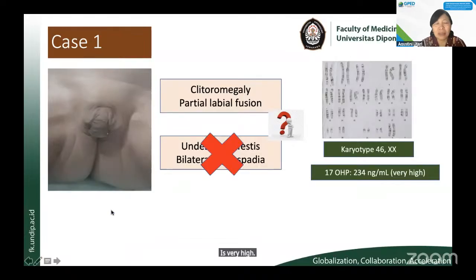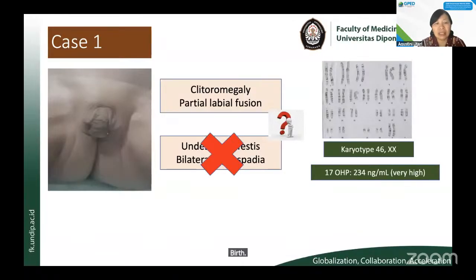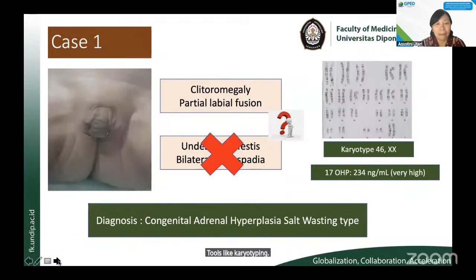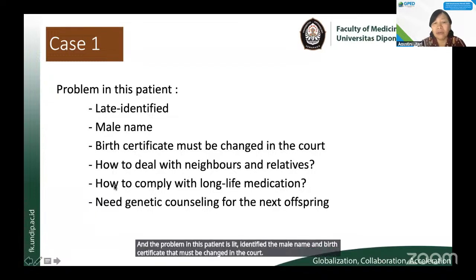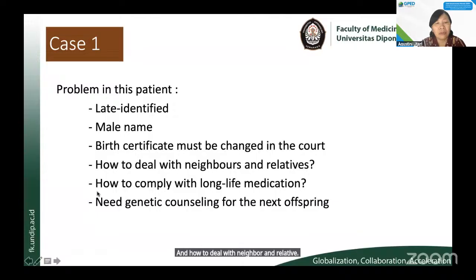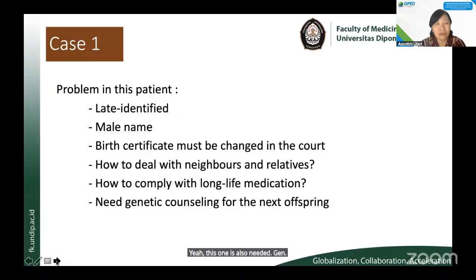Finally, we also checked the karyotype, 46XX, and 17-OHP is very high. The karyotype in our country is very important because sometimes when they need to change the sex in court for the birth certificate, we need some proof, tools like karyotyping. And the problems in this patient are that the male name and birth certificate must be changed in court, how to deal with neighbors and relatives, how to comply with lifelong medication, and this one also needs genetic counseling for the next offspring.